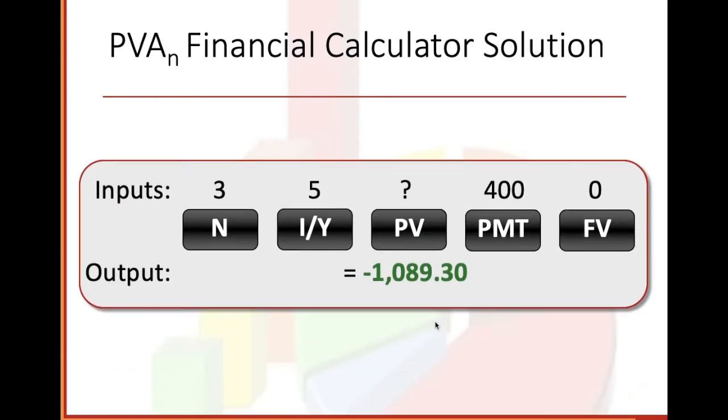So on your calculator, N is 3, your interest per year is 5%. What we're trying to calculate is our present value. So our payment is 400, future value of 0. Whenever we calculate it, we'll get $1,089.30. Okay.